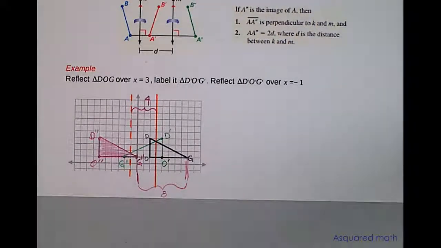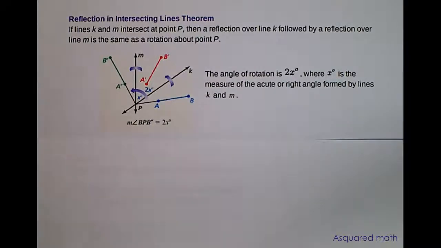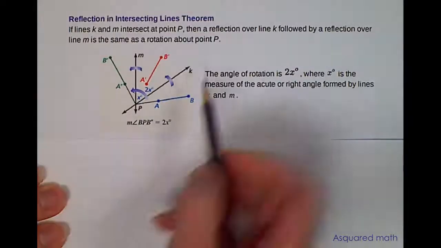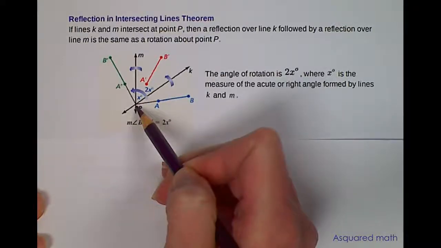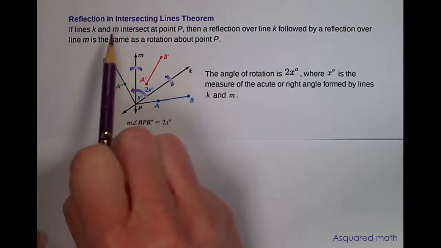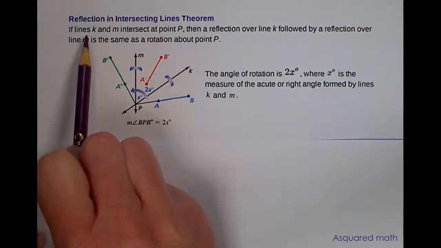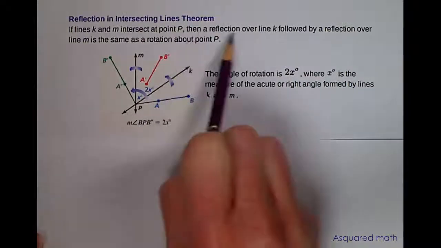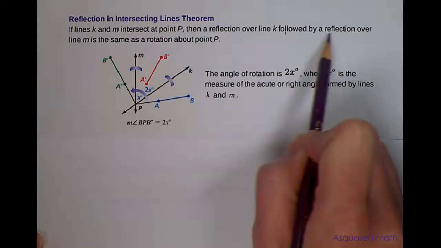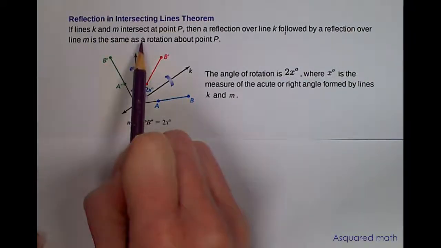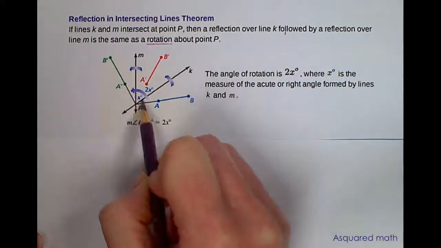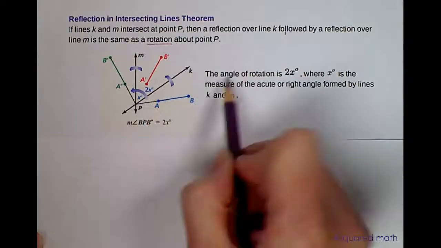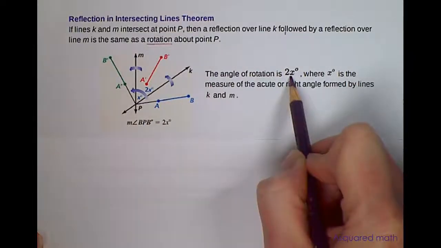The next thing we're going to talk about is reflection in intersecting lines. So now instead of parallel lines, we have 2 lines that intersect at some point, and they're going to have some angle measure between them. We will call that angle X. What this reflection of intersecting lines says is, if lines K and M intersect at point P, then a reflection over line K, followed by a reflection over line M, is the same as a rotation about point P. And then we can actually figure out the angle of that rotation. The angle of rotation is 2 times the original angle.